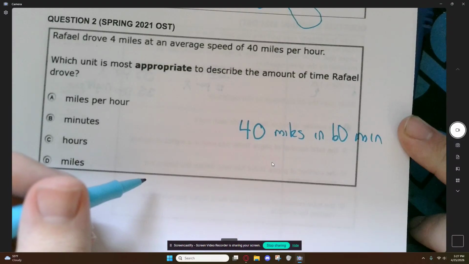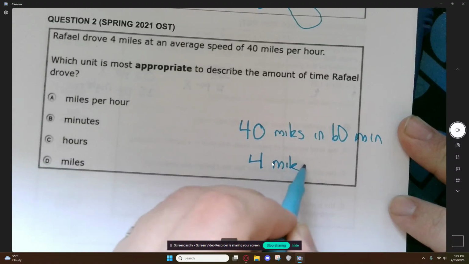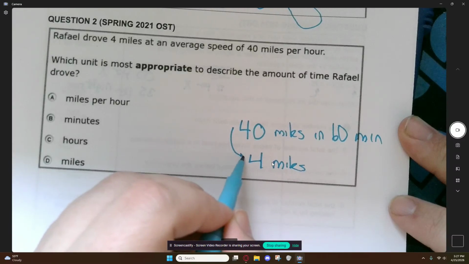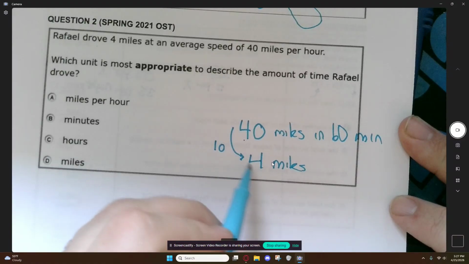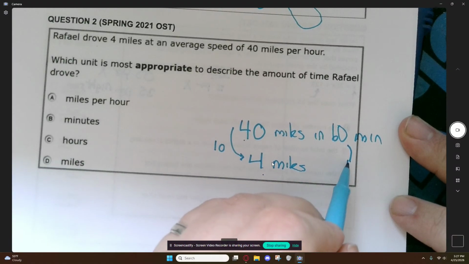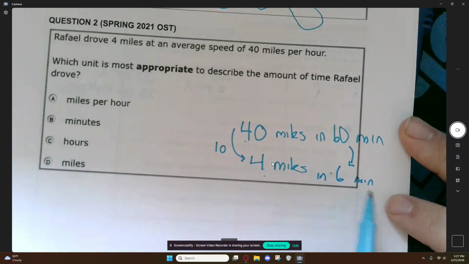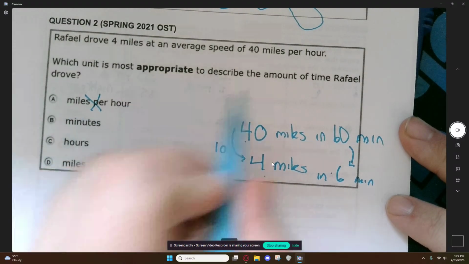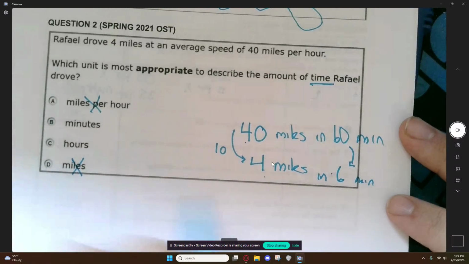Now, if you drove 4 miles, what would you have to multiply 4 by to get to 40? Or what would you have to divide 40 by to get to 4? 10, right? So if you drove 4 miles, that would mean you did it in 6 minutes. Is it appropriate to say that you drove 4 miles in 6 miles per hour? No, because we're describing time. And since we're describing time, it's not going to be miles either. So we come down to minutes or hours.